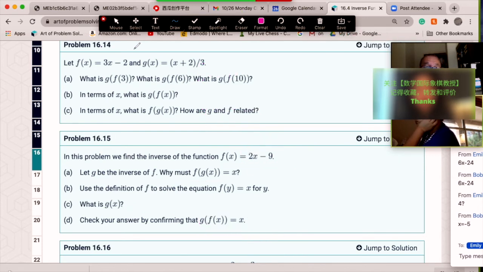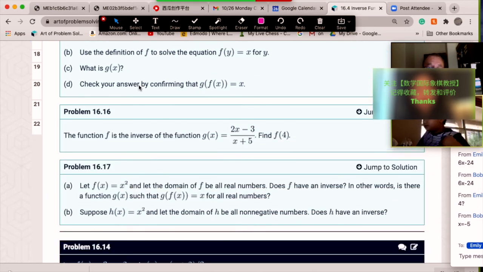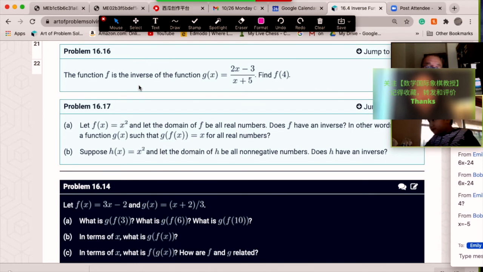Okay, now let's see 16.16. The function f is the inverse of the function g(x). Then they ask you to find f(4). F(4), that's finding the value of f(4). That's actually because f is the reverse function of g.